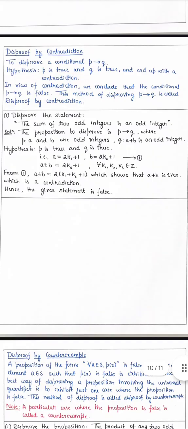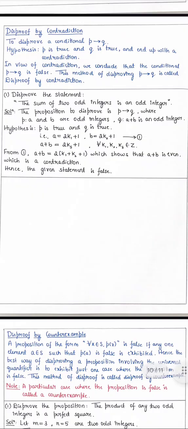Disprove the statement: the sum of two odd integers is an odd integer. The proposition to disprove is, considering both as true, if P then Q. The sum of two odd integers a and b, then a plus b is an odd integer. Hypothesis: let us consider P is true and Q is true.